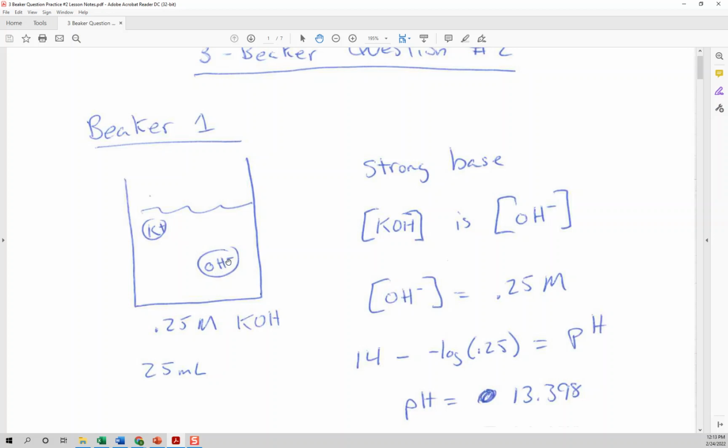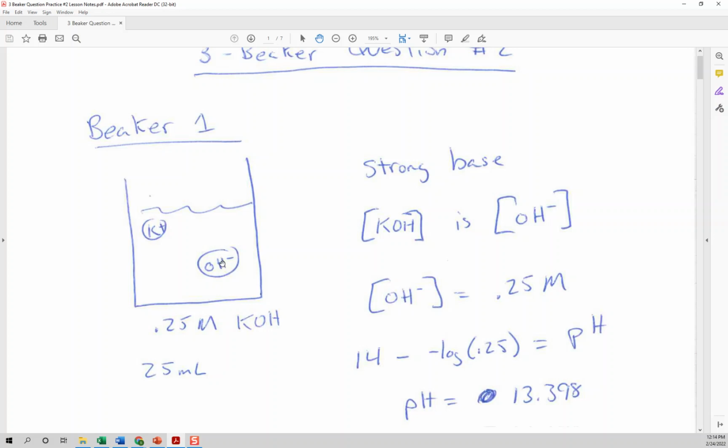So if I can figure out the concentration of hydroxide, I can take the negative log of that to get the pOH, and then 14 minus will give me the pH. So if they ask me to calculate the pH of Beaker 1, I'm all set. Negative log of hydroxide molarity and then 14 minus. Okay, so that's what's going on in Beaker 1.